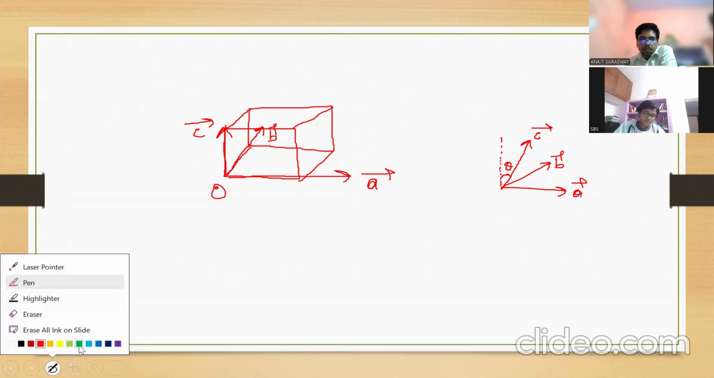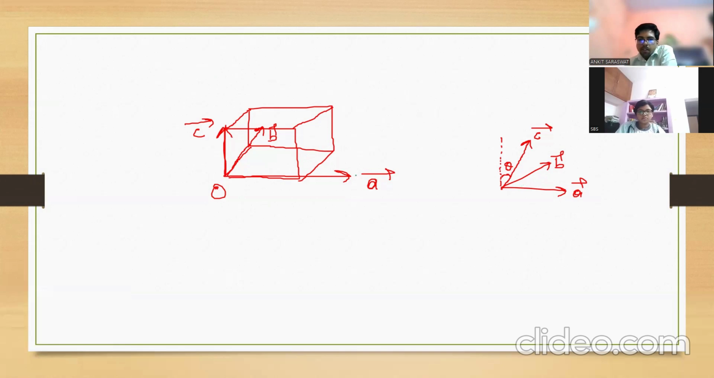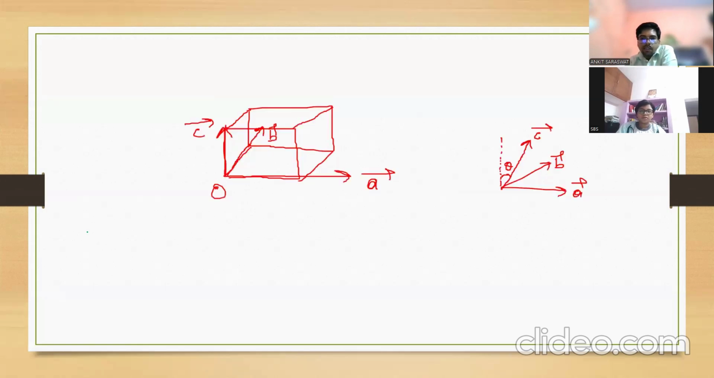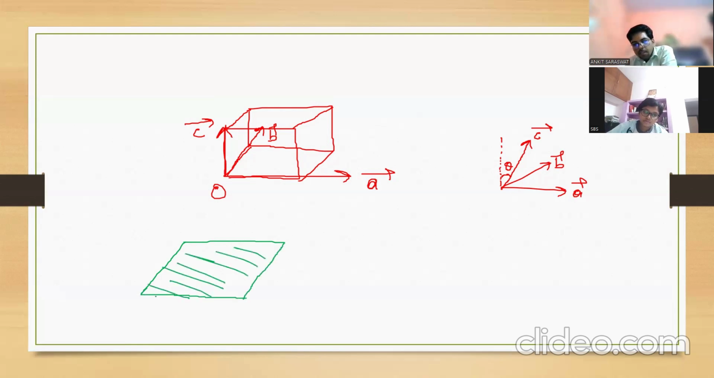Then please tell me the area of base. How will you find the area of base? In case of a parallelopiped, the base is a parallelogram. So in our case, A vector and B vector form the parallelogram. Our base is like this, a parallelogrammatic base. I will draw it separately. How will you find the area if the vectors are given?